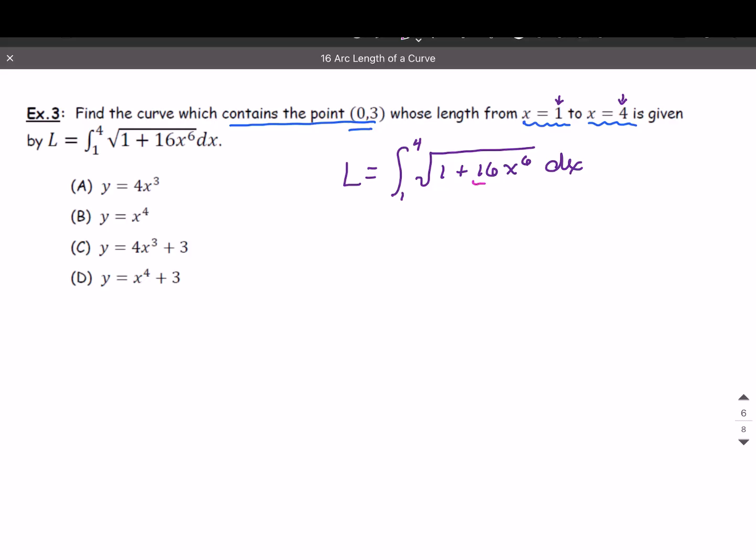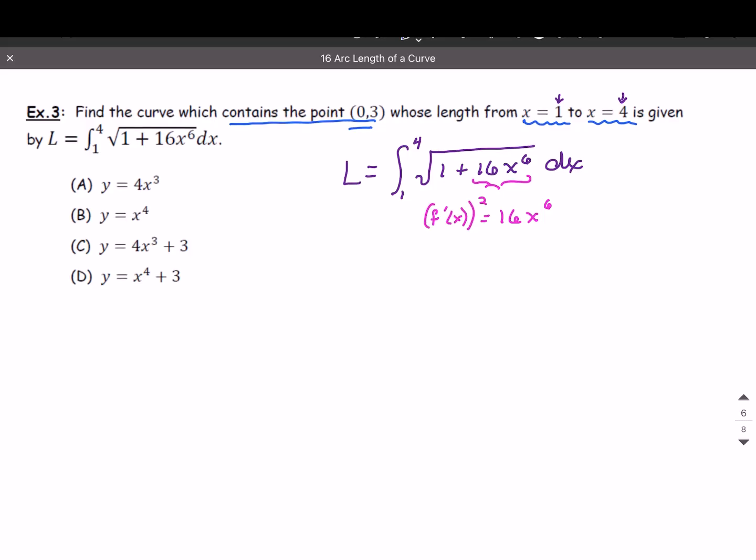Now what you need to realize is, what is that 16x to the 6th? That's f prime of x squared. So if f prime of x squared is 16x to the 6th, that means we must have been squaring 4x to the 3rd, right? So f prime of x is 4x to the 3rd. And by the way, we know that this is going through the point (0, 3). So there's at least 2 ways we can solve this.